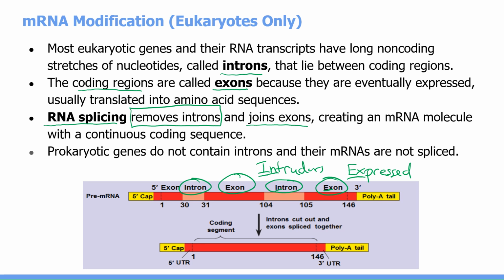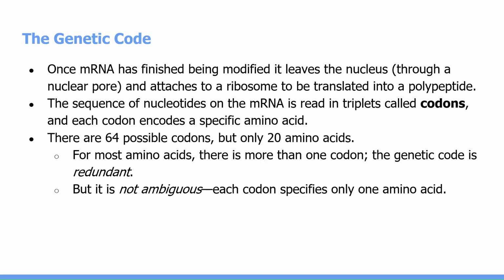So prokaryotic genes do not contain introns and their mRNAs are not spliced. So what does the splicing in eukaryotes? An enzyme called spliceosomes. So once the mRNA has finished its modification, it then goes and leaves the nucleus.